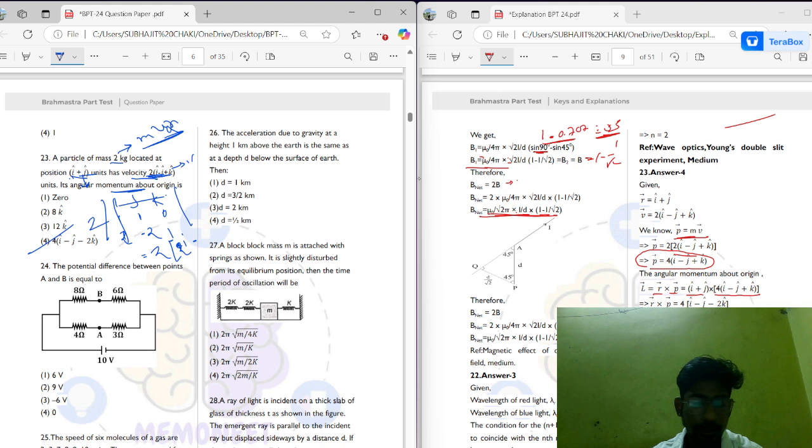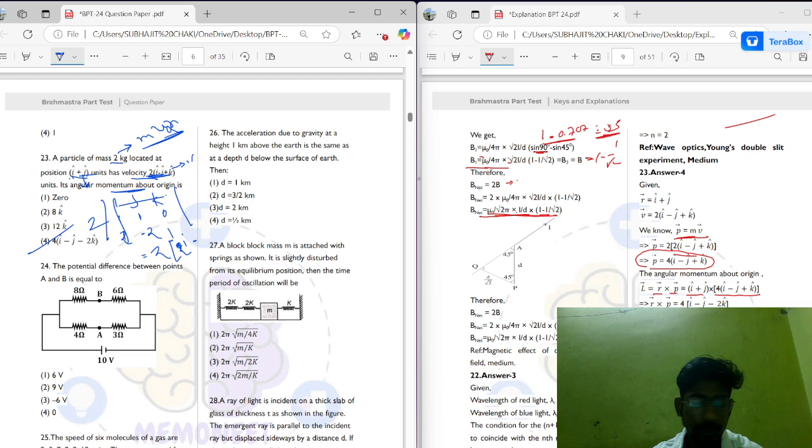A block of mass m is attached with the spring as shown. It is slightly disturbed from its equilibrium position. Then find the time period of oscillation. Time period of oscillation is T equals 2 pi root over m by k. This is the formula. As these two are connecting this way, they are connected in parallel. Sorry, these two are connected in series.